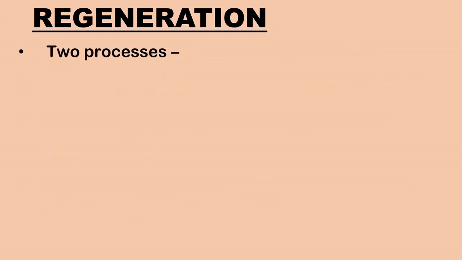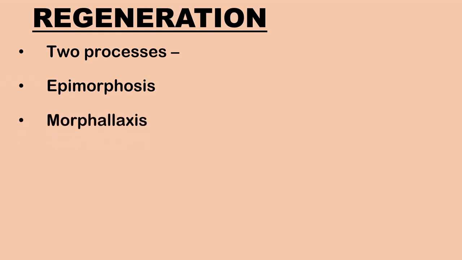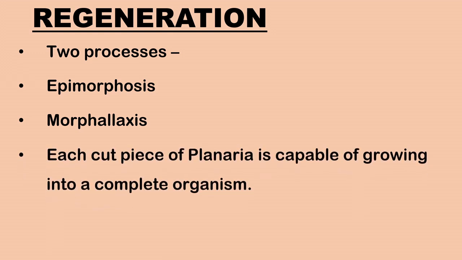Regeneration consists of two processes, namely epimorphosis, which is concerned with the formation of lost parts, and morphollaxis, which is concerned with the adjustment and coordination between the old tissues and the newly formed tissues. When a planaria is cut into several pieces, each piece is capable of growing into a complete organism.